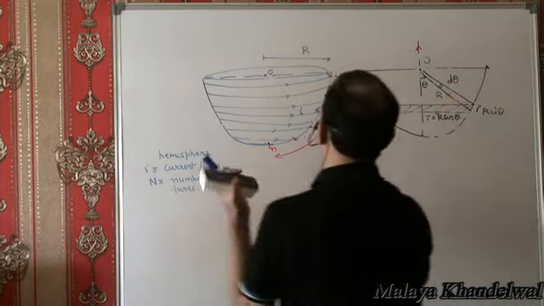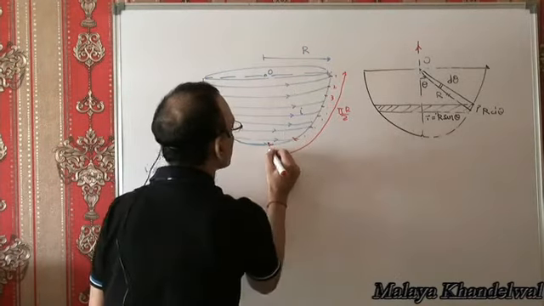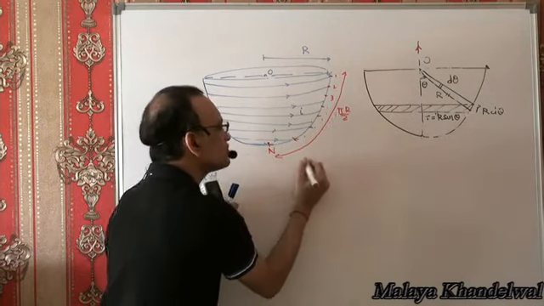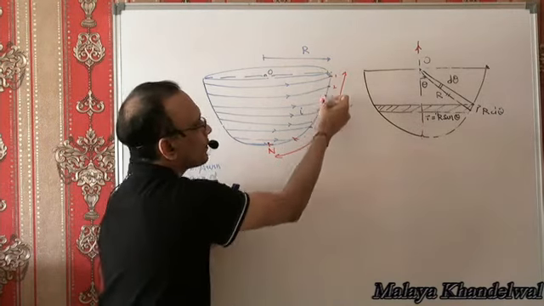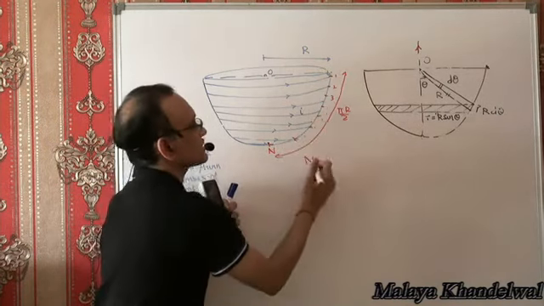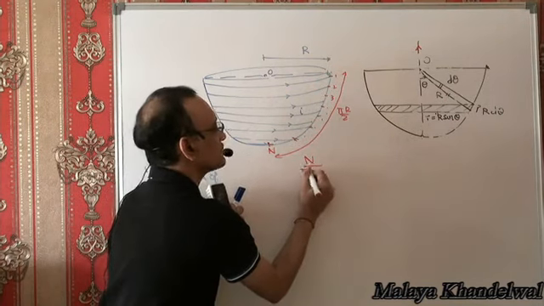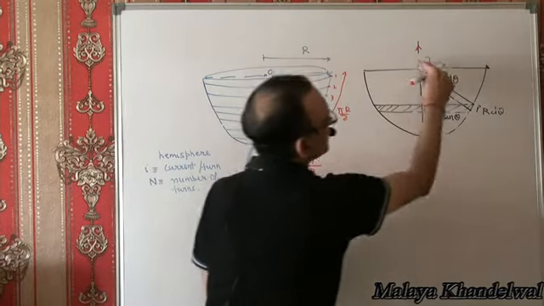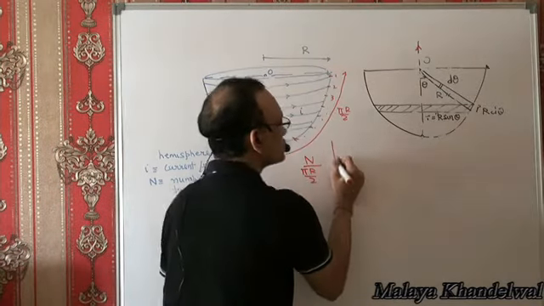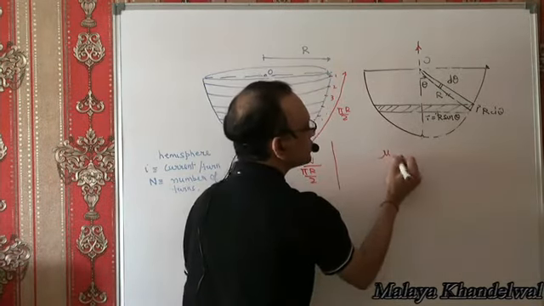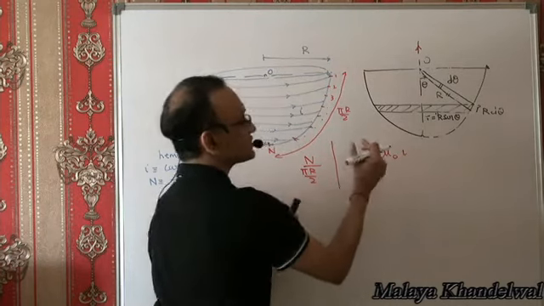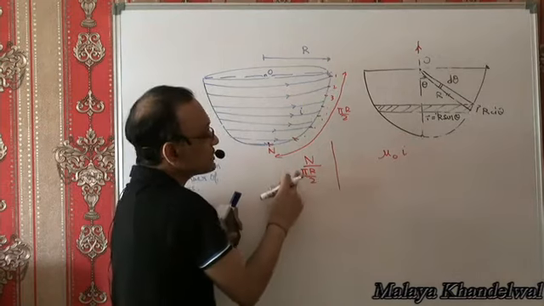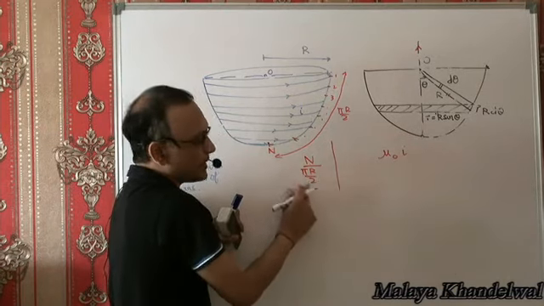Realize that this is the first turn, second turn, third turn, fourth turn, nth turn. So the number of turns per unit length along the circumference is going to be n by pi r by 2. Now the field at O because of this chosen strip is going to be μ₀ I times the number of turns contained here. How many turns are contained over r d theta? The number of turns per unit length is n by pi r by 2.